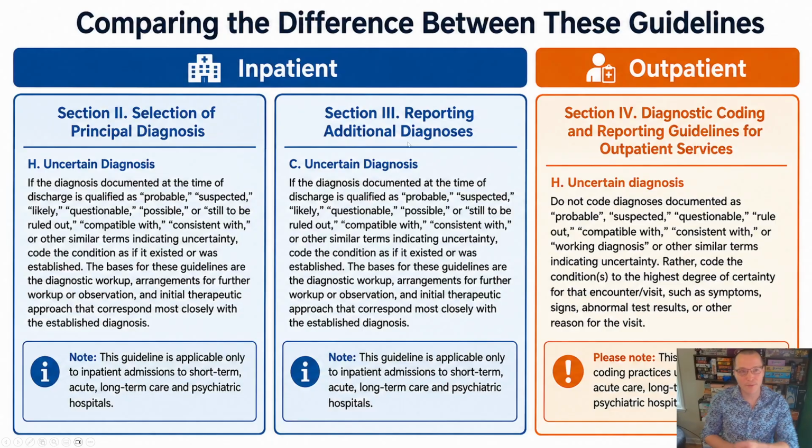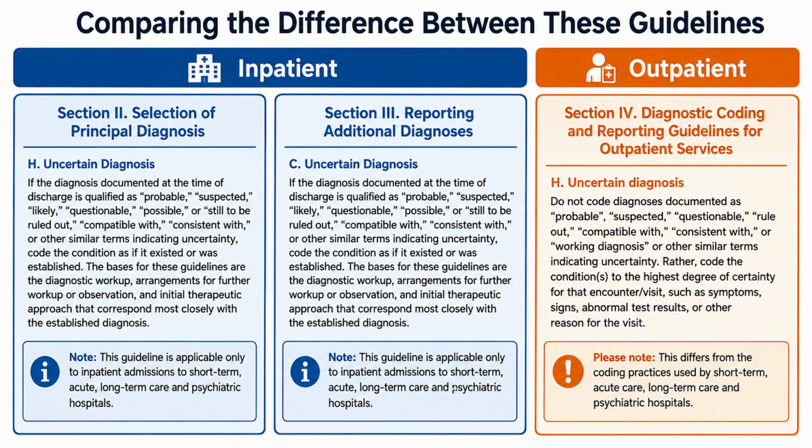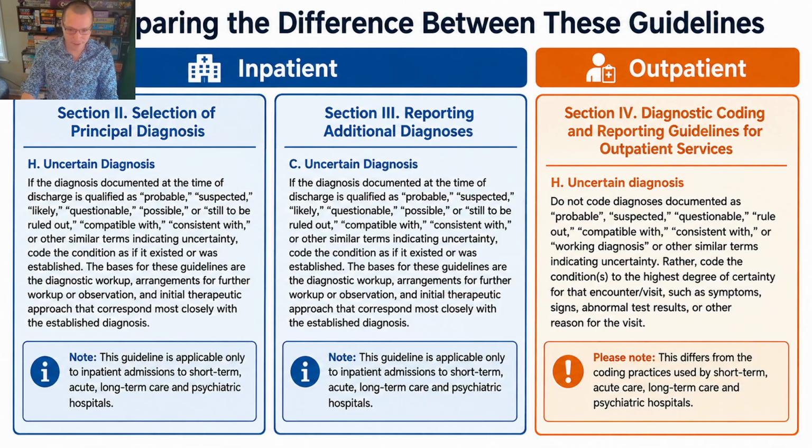Let's start out here with the uncertain guidelines. The big issue is a lot of people are uncertain about which uncertain guideline to refer to. We have 3 different uncertain guidelines and they kind of conflict against each other. The one on the far right is the one we care about the most. We have a version for inpatient on the left side, and then the outpatient versions.